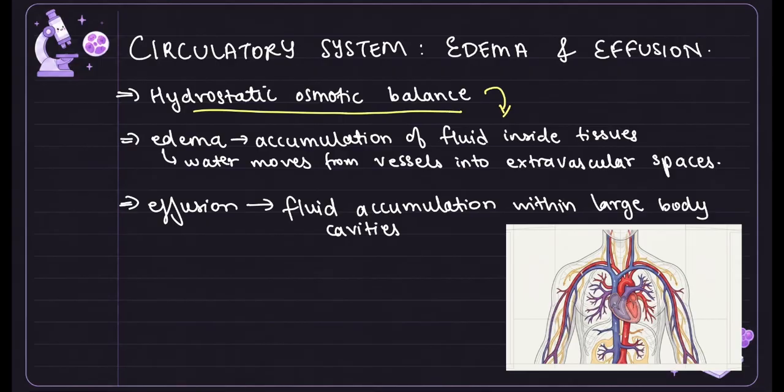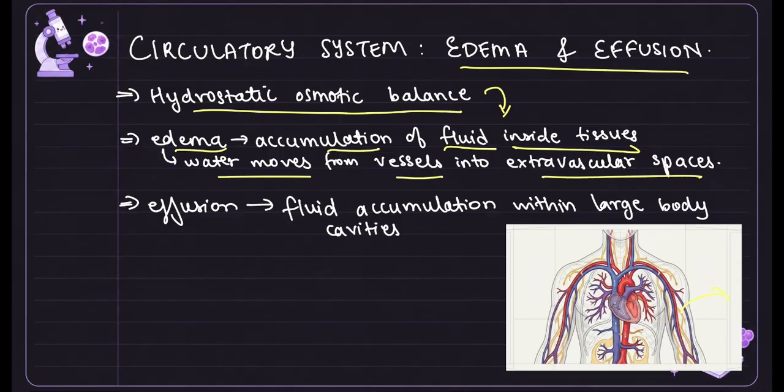This cascade begins with Phase 1, exploring edema and effusions. The very first thing that happens is fluid escapes its proper boundaries. Edema is simply the accumulation of fluid right inside your tissues. It happens when there's a net movement of water from the vasculature directly into the extravascular spaces. We also call these the interstitial spaces. Now, when this exact same fluid accumulates within large body cavities instead, we call it an effusion.